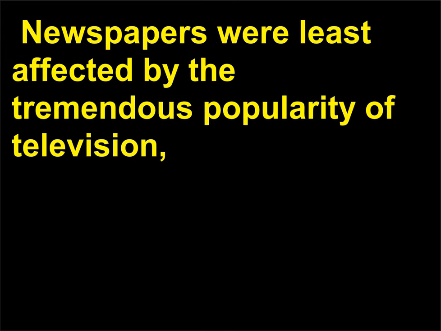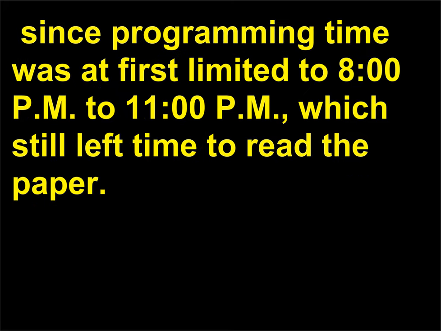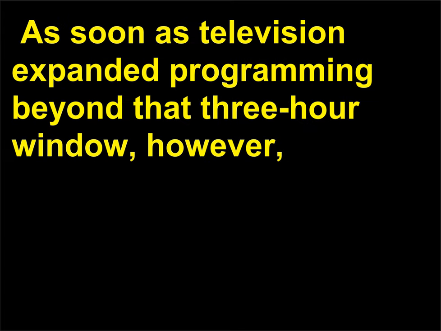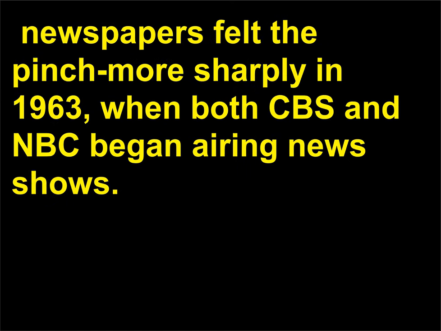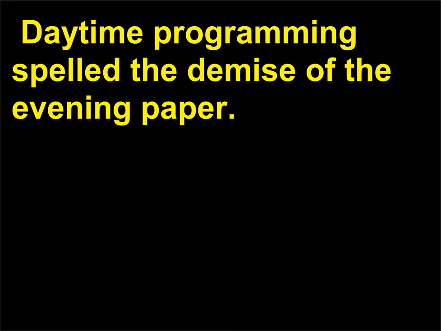Newspapers were least affected by the tremendous popularity of television, since programming time was at first limited to 8 p.m. to 11 p.m., which still left time to read the paper. As soon as television expanded programming beyond that 3-hour window, however, newspapers felt the pinch more sharply in 1963, when both CBS and NBC began airing news shows. Daytime programming spelled the demise of the evening paper.